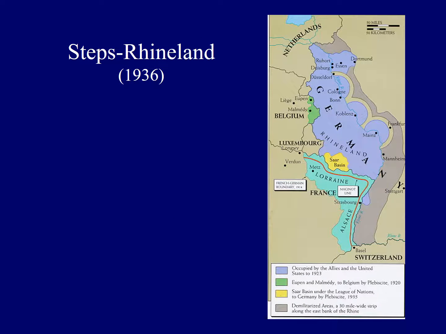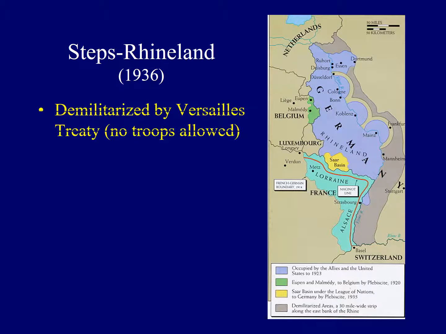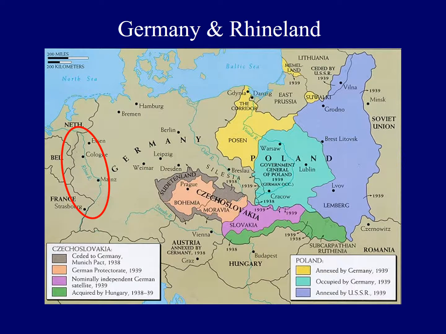Hitler's first step dealt with the Rhineland. It's shown here on the right. As a result of the Versailles Treaty, this remained part of Germany's territory. However, they were not allowed to have any troops in that region. Here's another view of the Rhineland. It was part of Germany's territory, but it was along their border with the Netherlands, Belgium, and France.